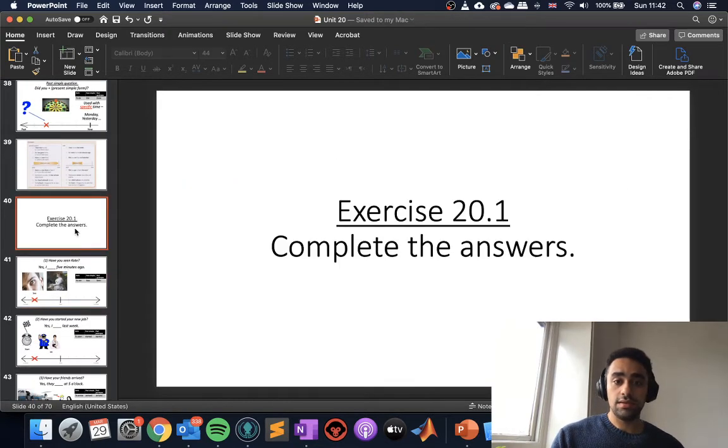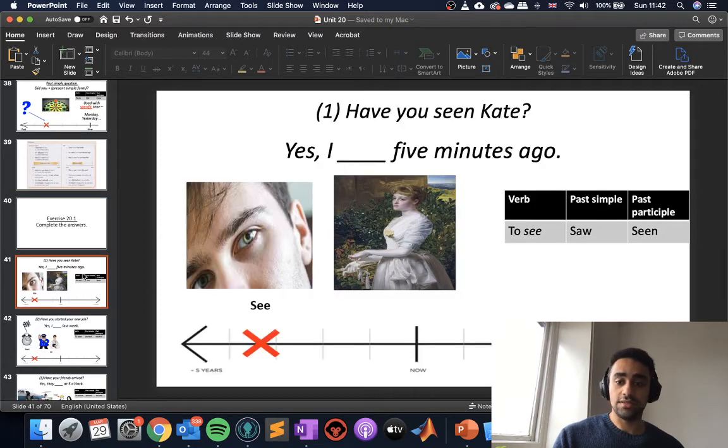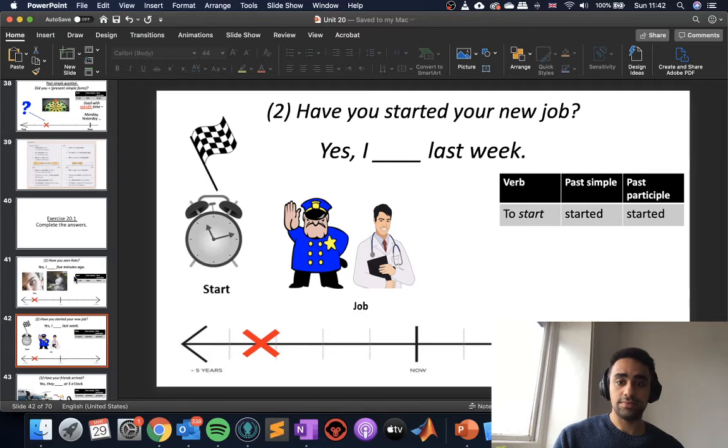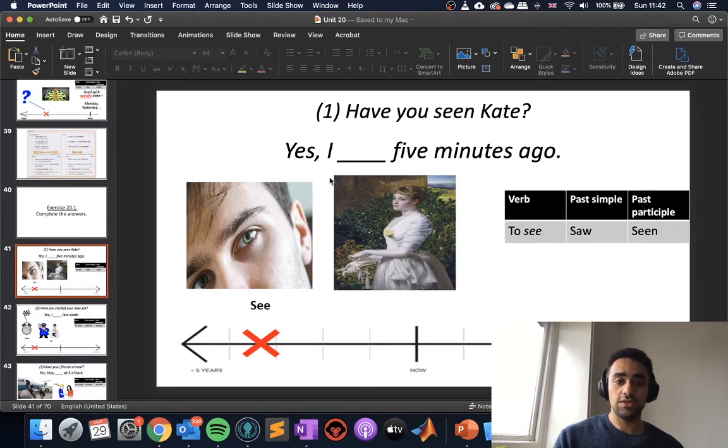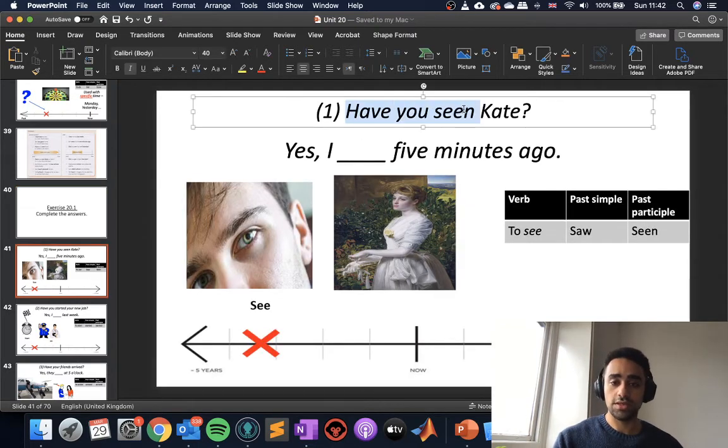So now we are going to answer questions, where we will compare the question with the answer. Let's look at the exercise. Basically, we are given a question and then we are answering it. So let's look. Have you seen Kate?